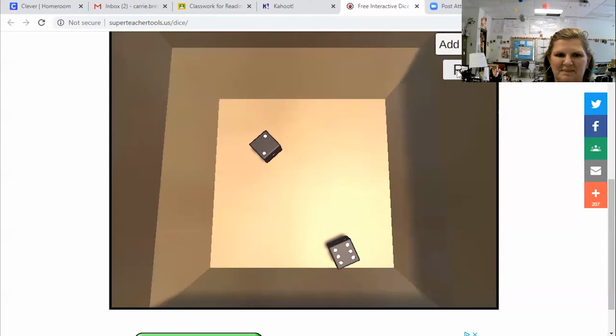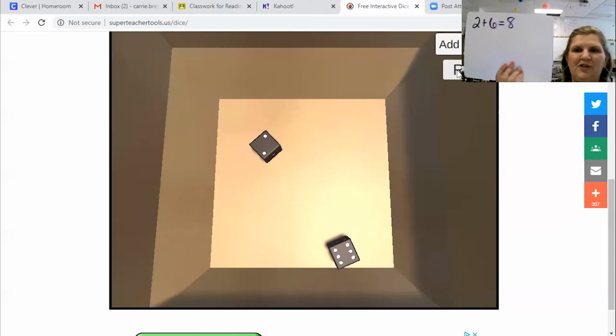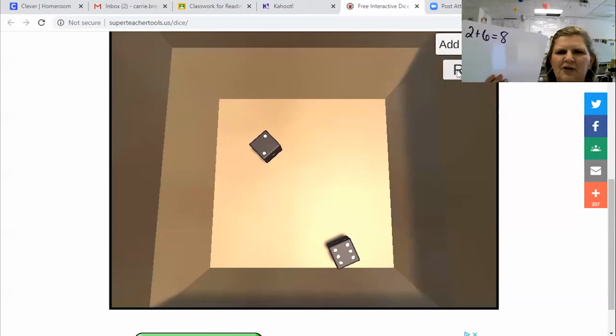See what you got in 1, 2, 3. Did you get this equation? If so, I want you to floss for me. 1, 2, 3, floss.